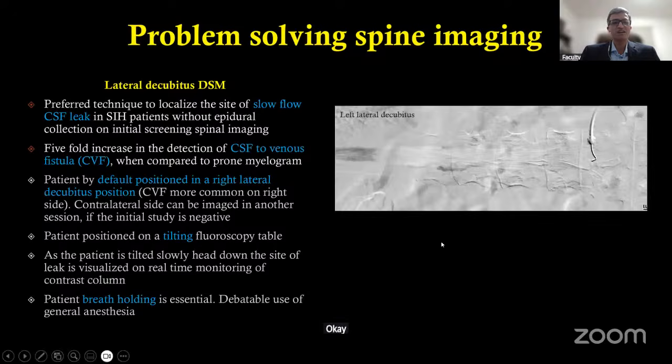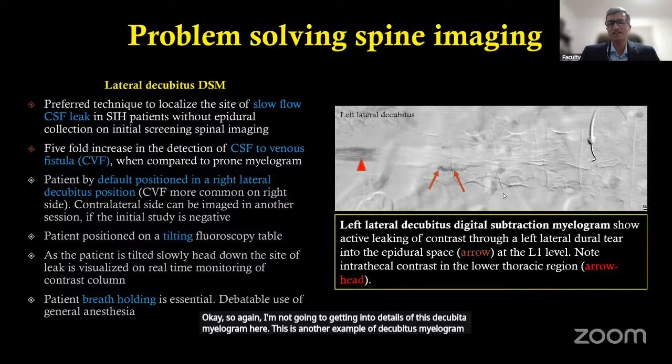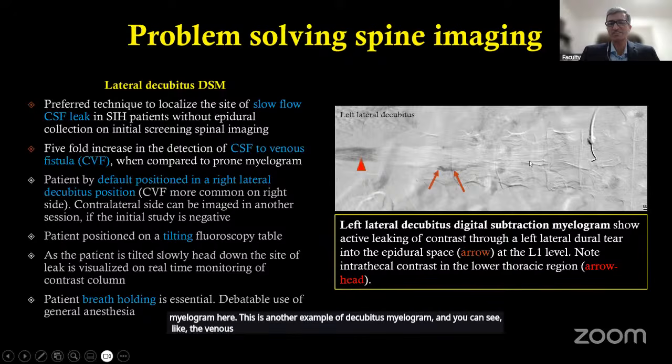Okay. So again, I'm not going to get into details of this decubitus myelogram here. This is another example of a decubitus myelogram. And you can see the venous structure that is enhancing, and the contrast column has already moved ahead into the lower thoracic region.